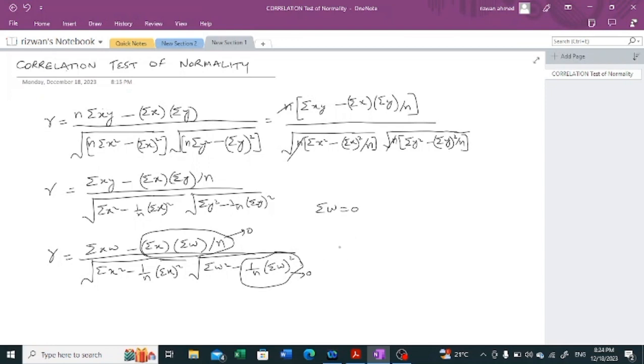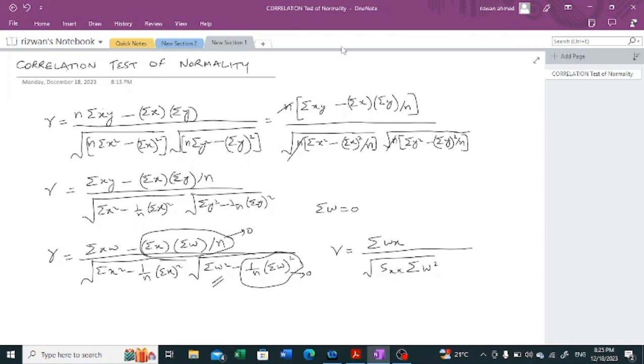And we end up with the formula as summation Wx divided by, this can be written as Sxx times summation W square, what we are left with in the second factor in the denominator. So this is the formula that we use in the case of the correlation test of normality.